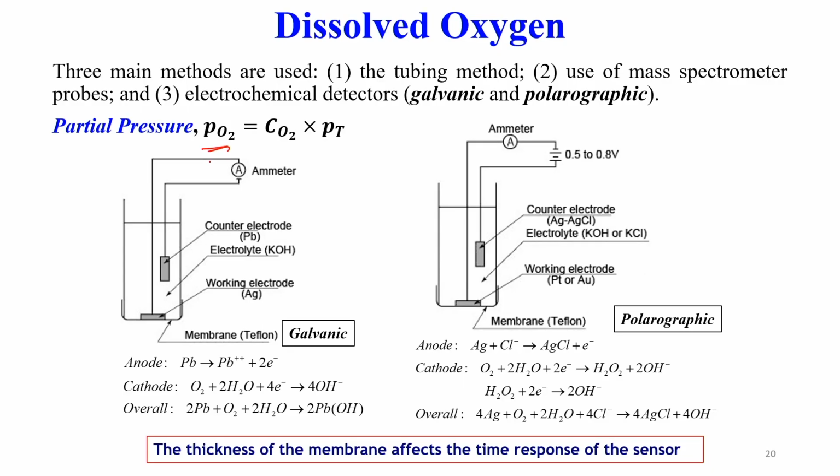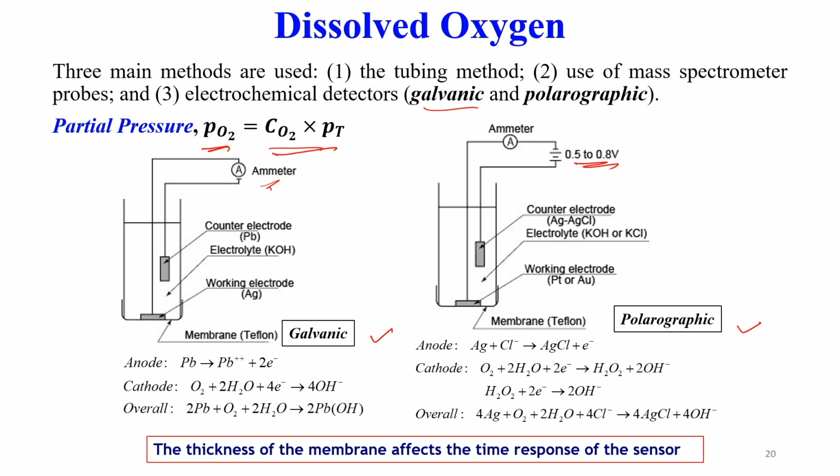So, when we are going to monitor this dissolved oxygen, we monitor the partial pressure, and partial pressure can be converted to concentration using concentration into total pressure. There are three main methods: tubing methods, mass spectrometer probe, or electrochemical. So, here you can see electrochemical detectors work in a galvanic or polarographic mode. In the case of polarographic, you are applying a fixed voltage and monitoring the change in the current, and here you are monitoring the change in the current.